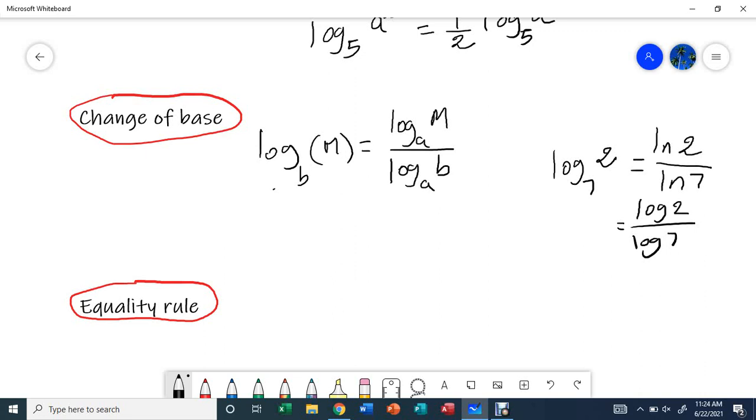Another example, what's log base 11 of 9? You can choose any log base you want, but just go with natural log because most calculators have the option for natural log and log base 10. So choose one of these two. And the best one is natural log, so use natural log. So natural log of 9 divided by natural log of 11.